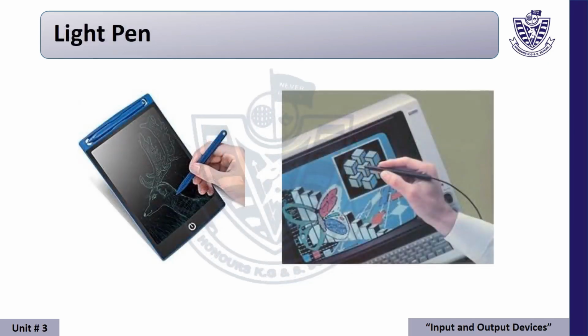Light pen. A light pen is a pen-shaped pointing device. It is connected to the monitor. Light pens are used to draw pictures on the screen. You can also select the objects on the screen. It is mostly used by engineers and designers.